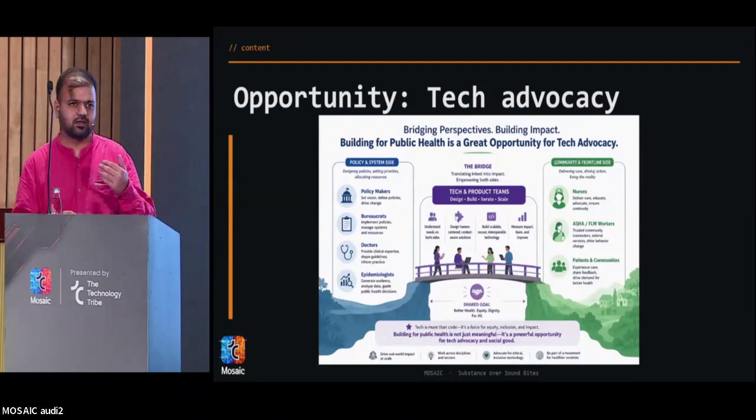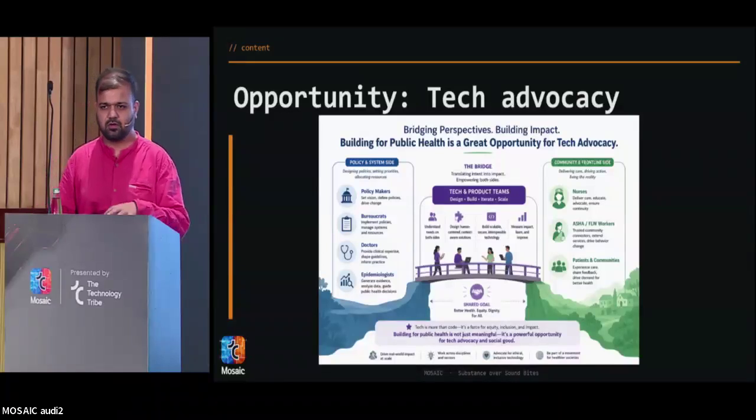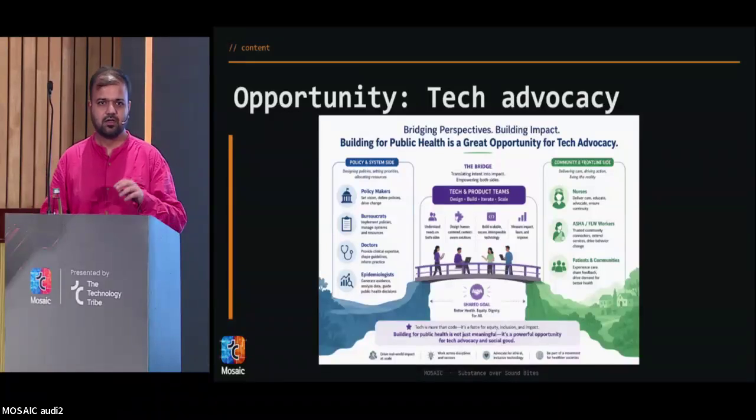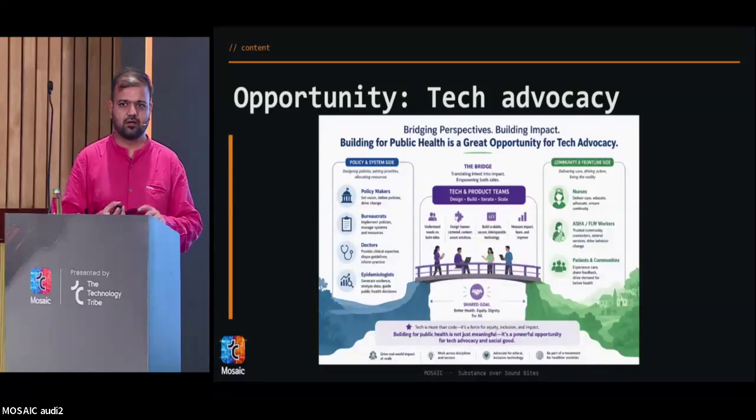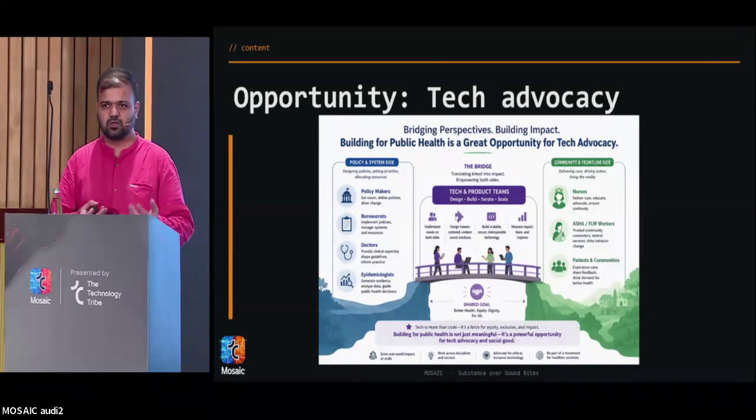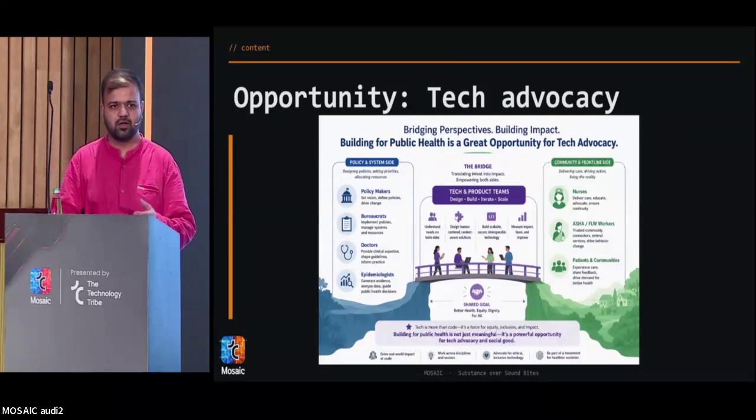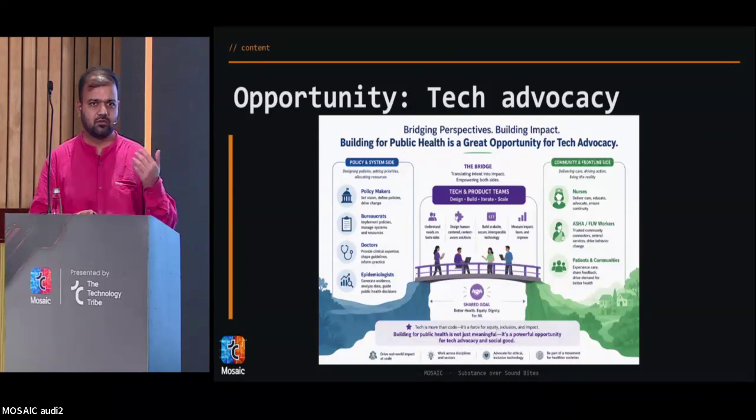Yeah, so basically, this is an opportunity for us to take the lessons that we've learned in the industry, things like user research, fast iteration, and bring it to a system that has historically not had access to these things. It's not just about building software for a public good or to have an impact, but it is also about tech advocacy and bringing the lessons that we have learned into the system.